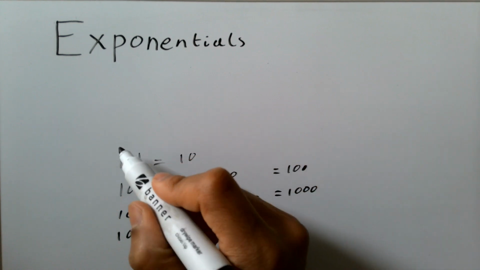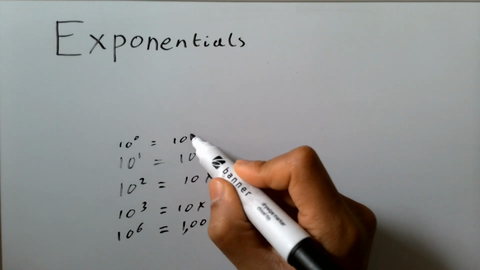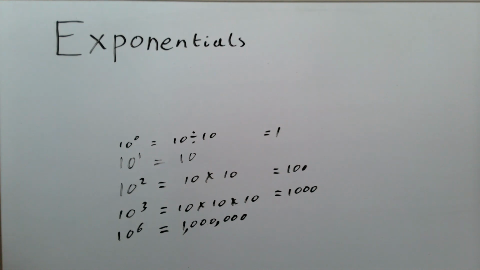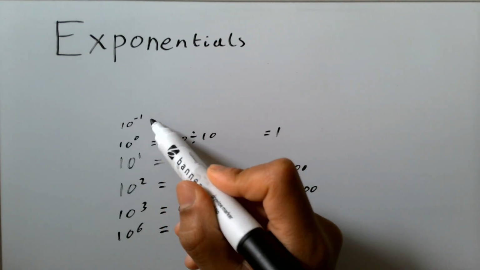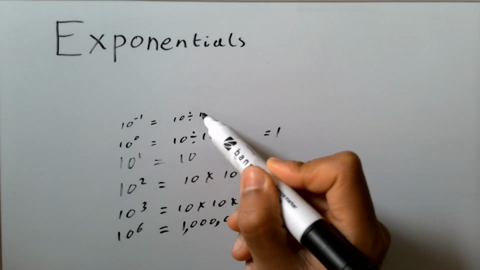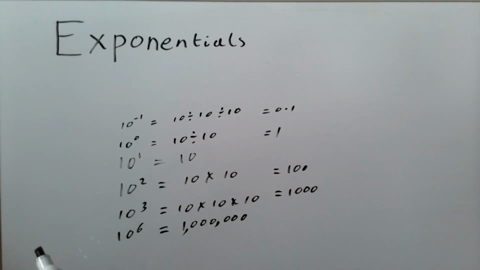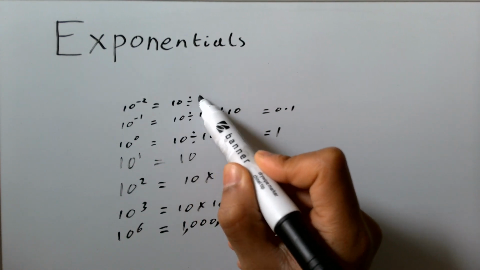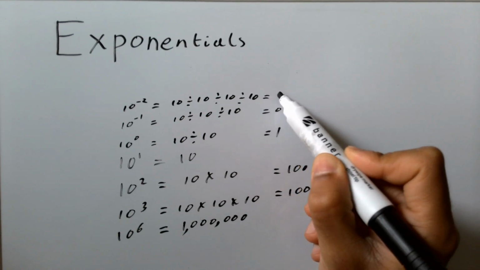But what if I go the other way? So 10 to the power of 0 gives me 10 divided by 10. That equals 1. You can see from this, anything to the power of 0 is 1. Next, we go 10 to the power of minus 1, and that's 10 divided by 10 divided by 10, which is 0.1. And then 10 to the power of minus 2 is 10 divided by 10 divided by 10 divided by 10. That gives you 0.01.